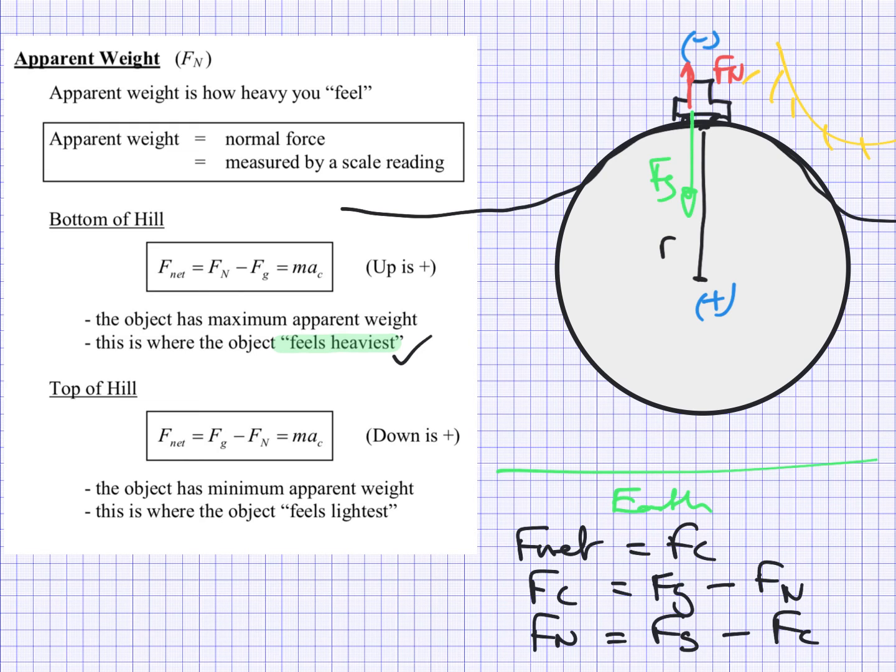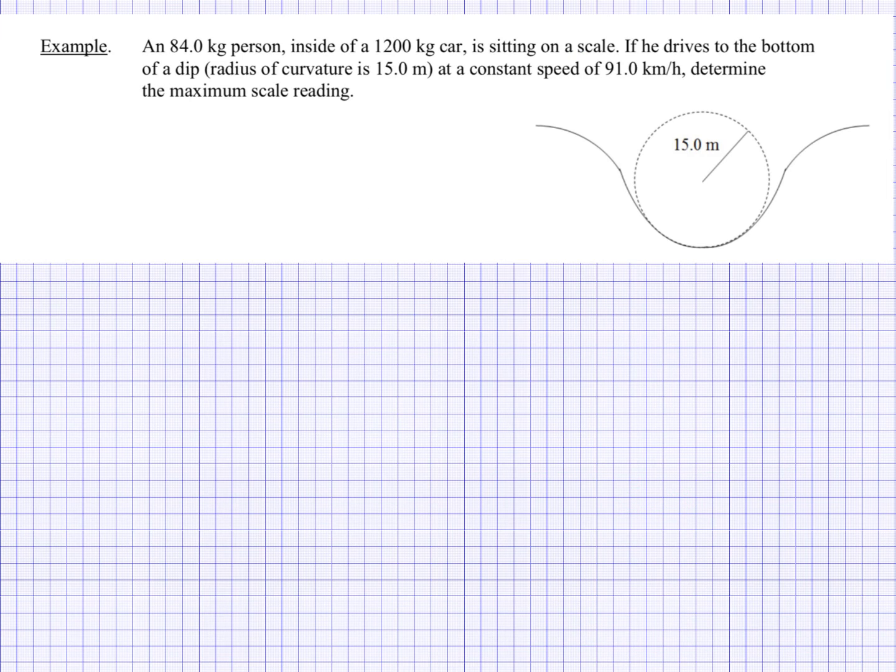This, of course, proves to ourselves that indeed the top of the hill is when you're going to feel the lightest, because we've just proved it. We're subtracting a value away from Fg. It's going to be less than the bottom of the hill. So, quick example. Obviously, here's our hill. It's the bottom of the hill, and we've got this radius of curvature given.